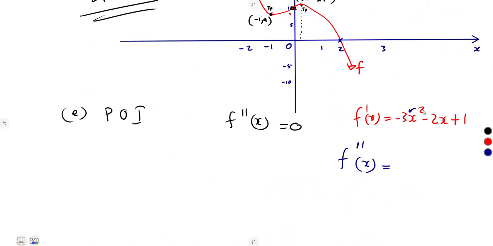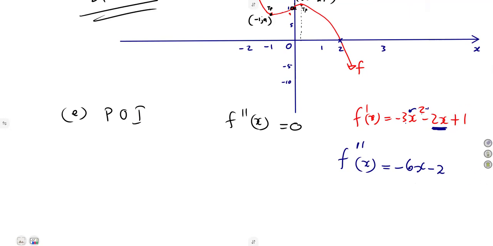So you're going to drop the power, subtract 1. 2 times -3 is -6x to the exponent of 1, which is simply -6x. For a linear term like this, the derivative is what? It is the constant -2. The derivative of a constant is what? It's 0.